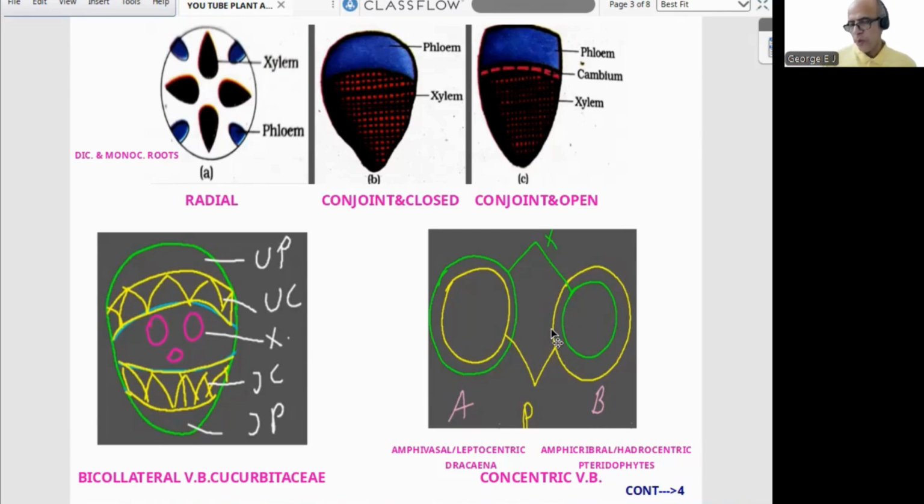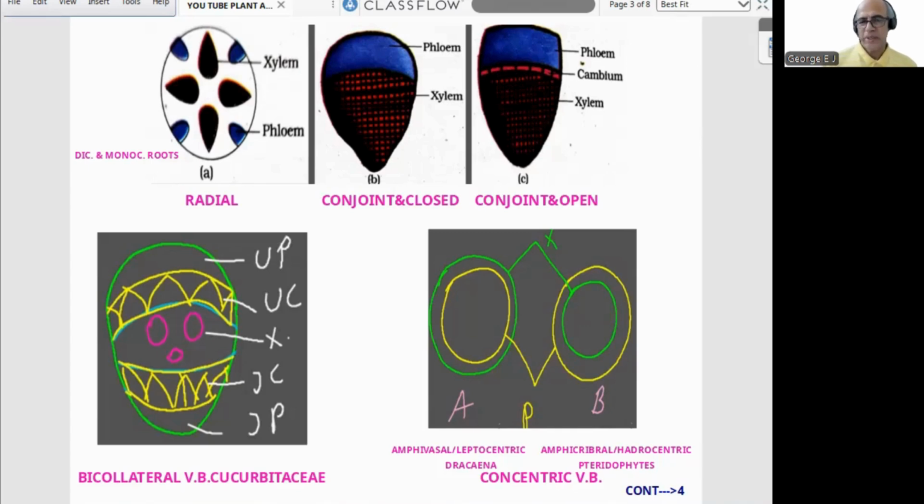Now this is also not in the syllabus, but simple. If you know it, it's good. It is called concentric bundles. Concentric bundle means one vascular type surrounds the other. First case, xylem outside, phloem inside. Second case, xylem inside, phloem outside. So the first one, where xylem is outside and phloem inside, is called amphivasal or leptocentric.